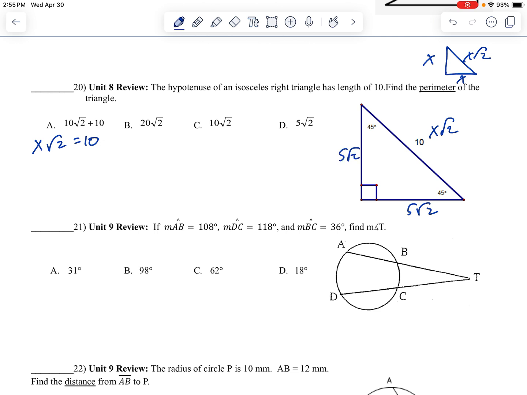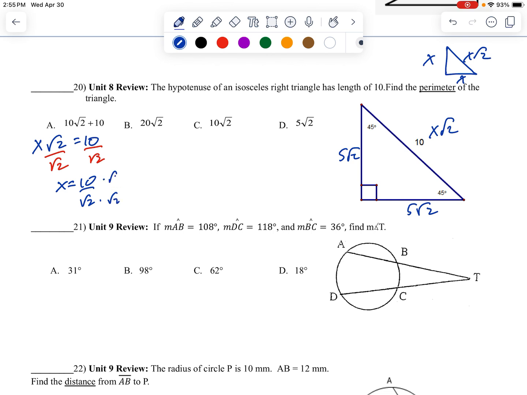If you don't, that's okay. I'll go through the work. Just divide by root 2. So x equals 10 over root 2. Then multiply the top and the bottom by root 2 to get 10 root 2 over 2. Remember, root 2 times root 2 is the square root of 4, and the square root of 4 is 2. And that's where the 5 root 2 comes from.